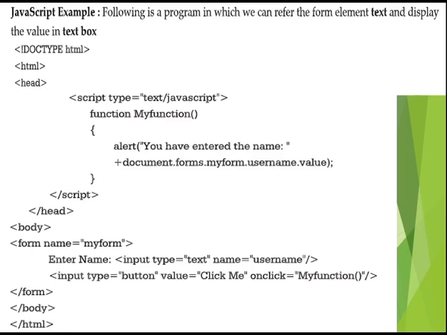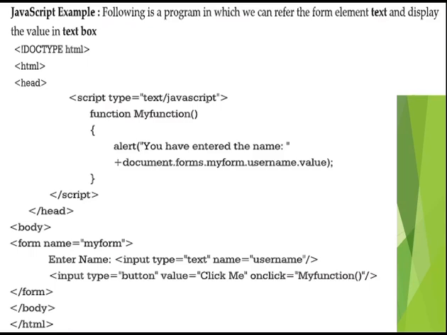Now we are going to design a form. So for the form, the name is equal to myForm. Then write the caption as "Enter name". After that caption, you want a text field. For the text field, the code is input type equal to text, and the name of the text field is given as username. That username we are going to refer to while retrieving that value.